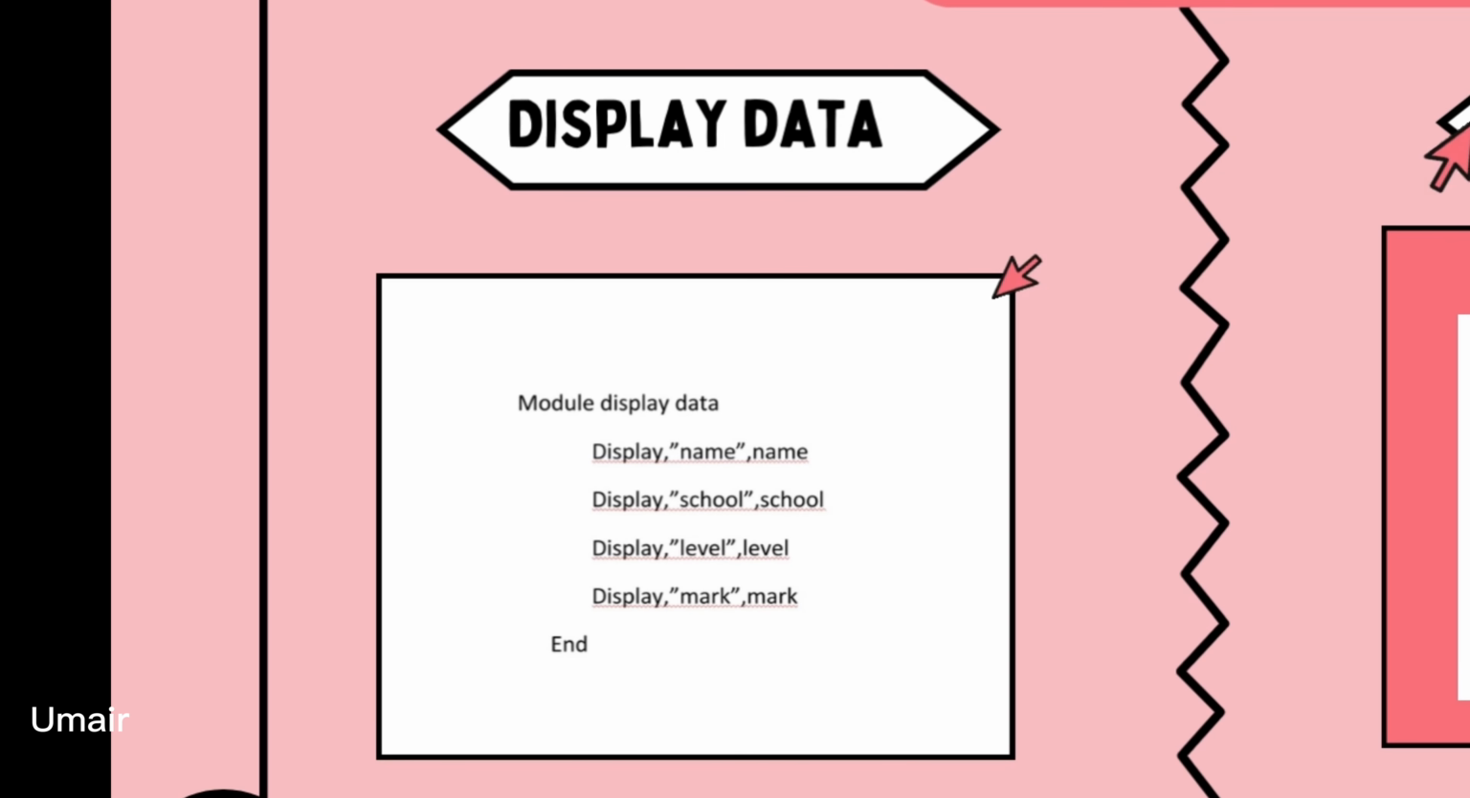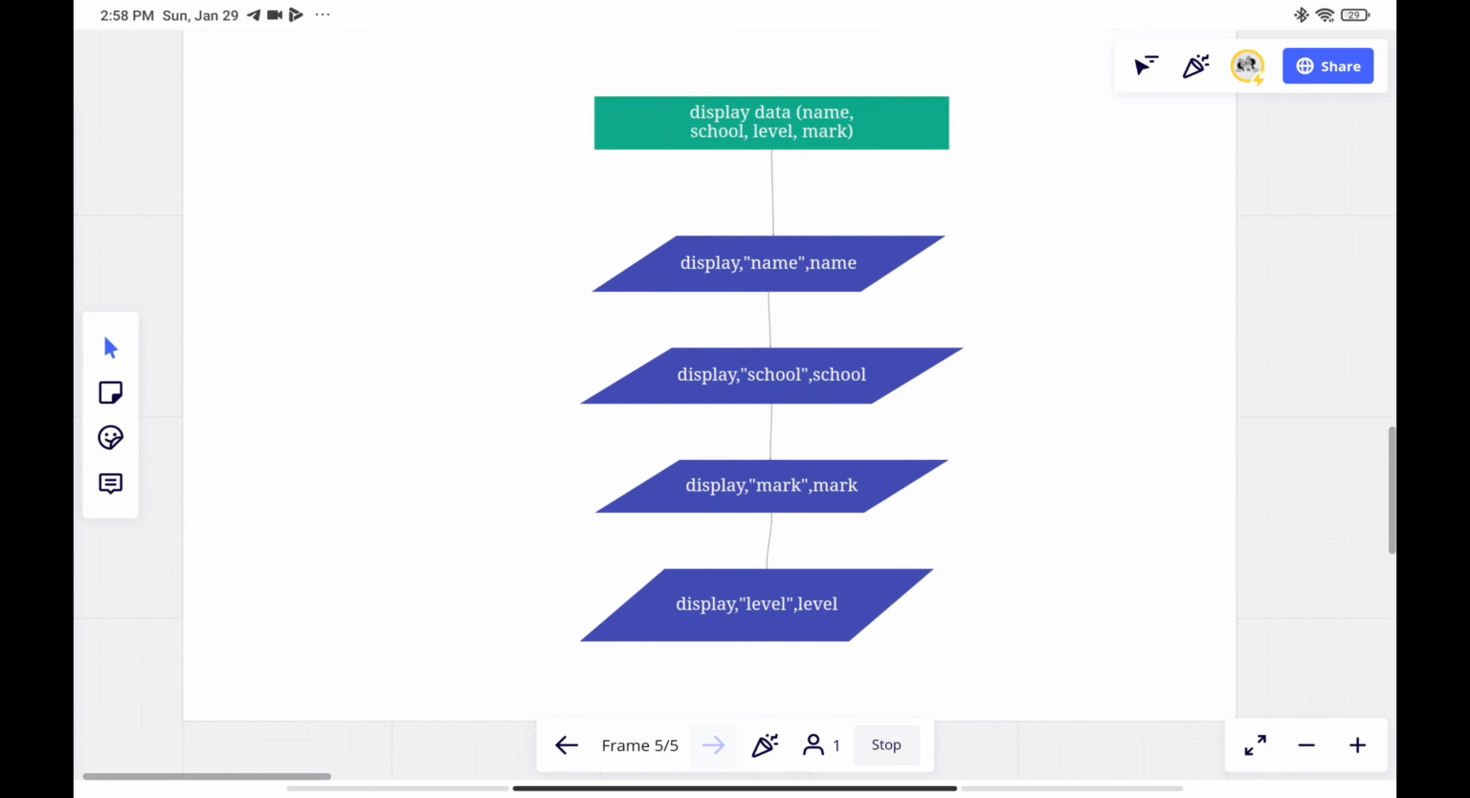Module display data. This module is the last module of this program. In this module, the program will display several outputs: their name, school and level. This data has been taken based on the input above. Their marks will also be displayed based on the number of questions that have been successfully answered.